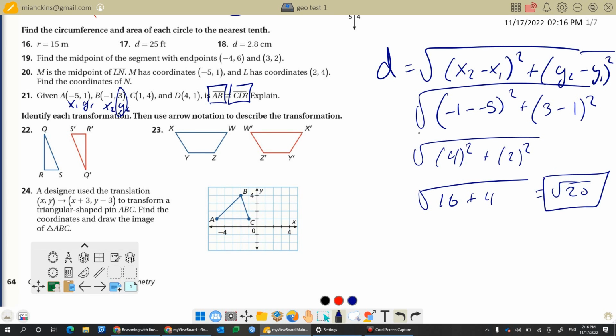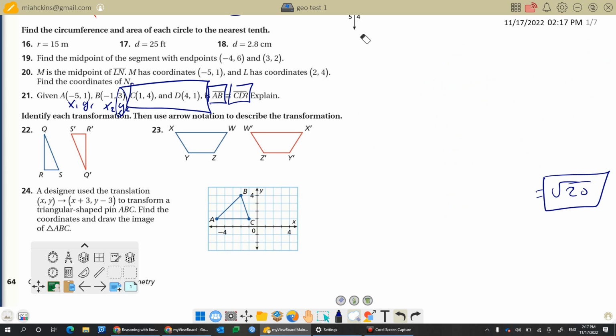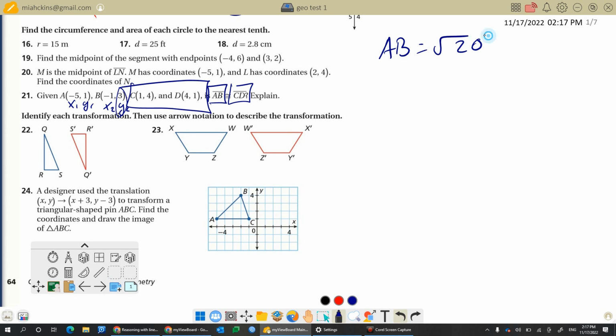So then we want to find out, is this also equal to the square root of 20? So we're going to run that through, and we're going to double check to see, is that equal to the square root of 20? Because right now we know that AB equals the square root of 20. So let's double check on CD. So C is 1, 4, D is 4, 1, x1, y1, x2, y2.